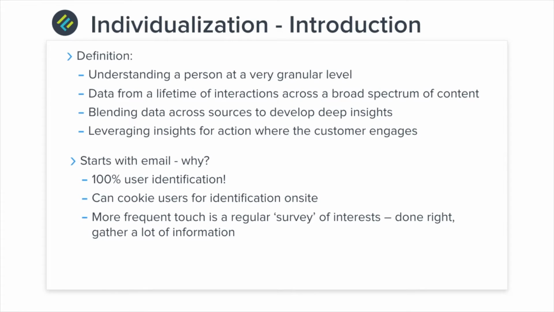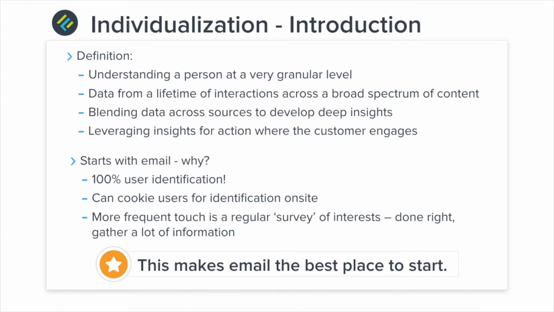And the third thing is that this frequent touch of email is like a regular survey of a customer's interests. And when you do this right, you can gather a lot of information. You can track all the content that they see, all the products, all the categories, all the banners, whether it's promotional or inspirational of some type. You can get a lot of information about what they're interested in and what they're ignoring. And altogether, this makes email the best place to start the process of individualization. It's a channel that's tailored almost perfectly for this. And in some sense, we think of it as the killer app of individualization.